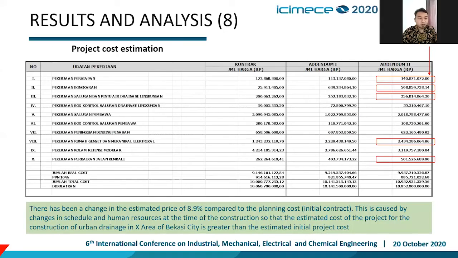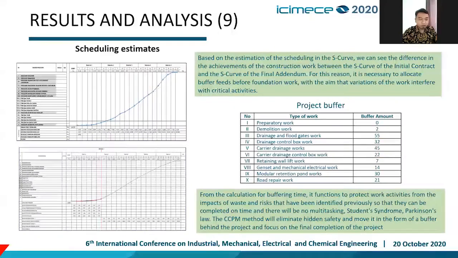This is for the project cost estimation. There has been a change in the estimated price of 8.9% compared to the planning cost or initial contract. This is caused by a change in the schedule of human resources at the time of construction, so that the estimated cost of the project for the construction of urban drainage in area Bekasi city is greater than the estimated initial project cost. This is for the scheduling estimate.